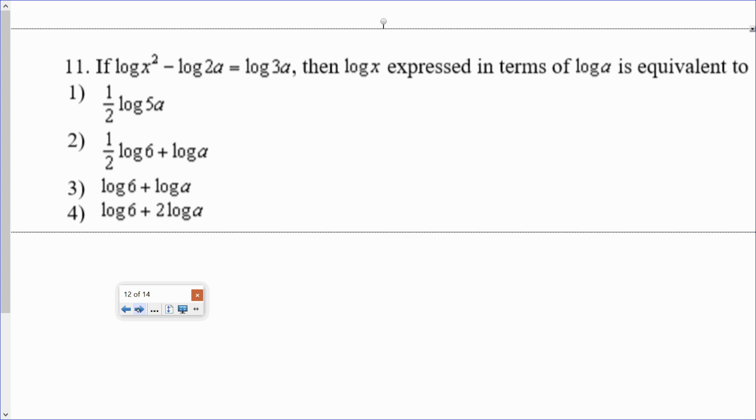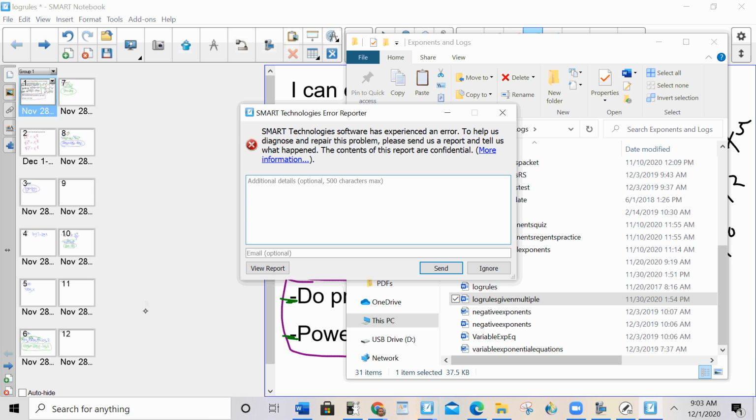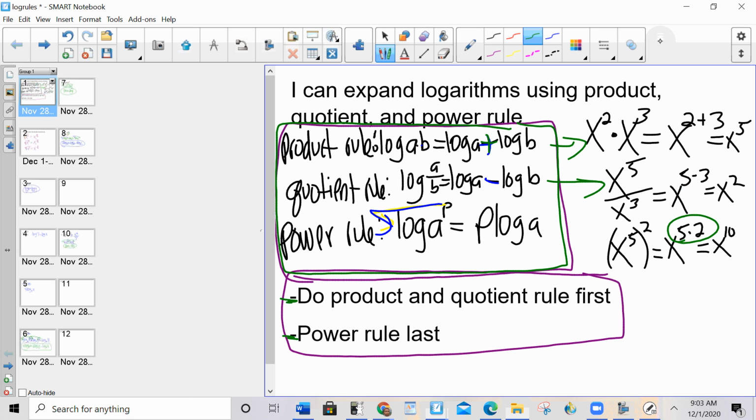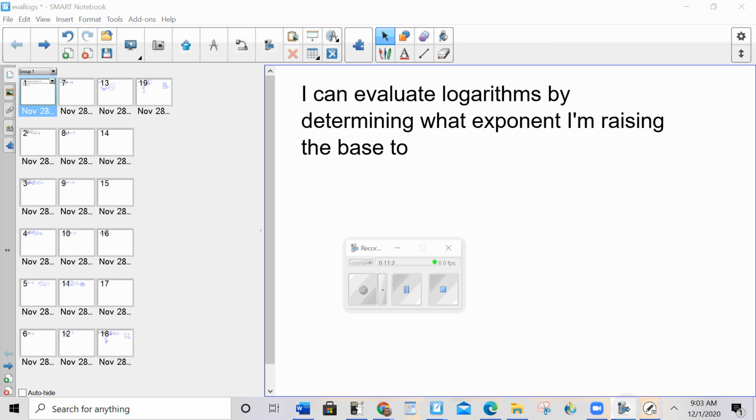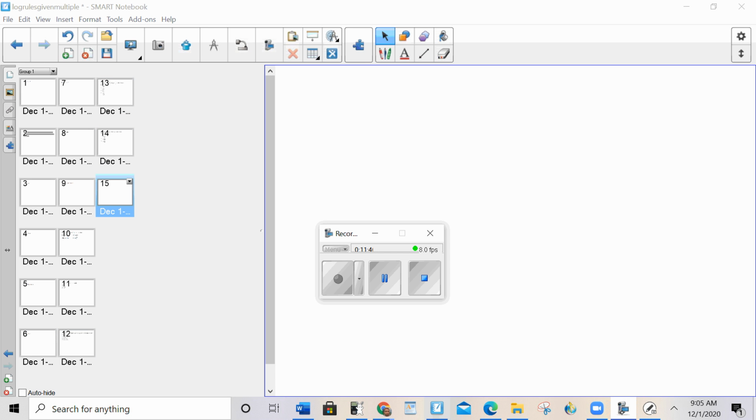All right, I'm going to give you a little heads up. 11 is a very challenging question. 12 and 13, not so much. Oops, what just happened? All right, something crashed, but I'm good. So 11 is a very challenging question. 12 and 13, not so much, even though it might look a little scary. Is this frozen now too? Maybe. Oh, there we go.